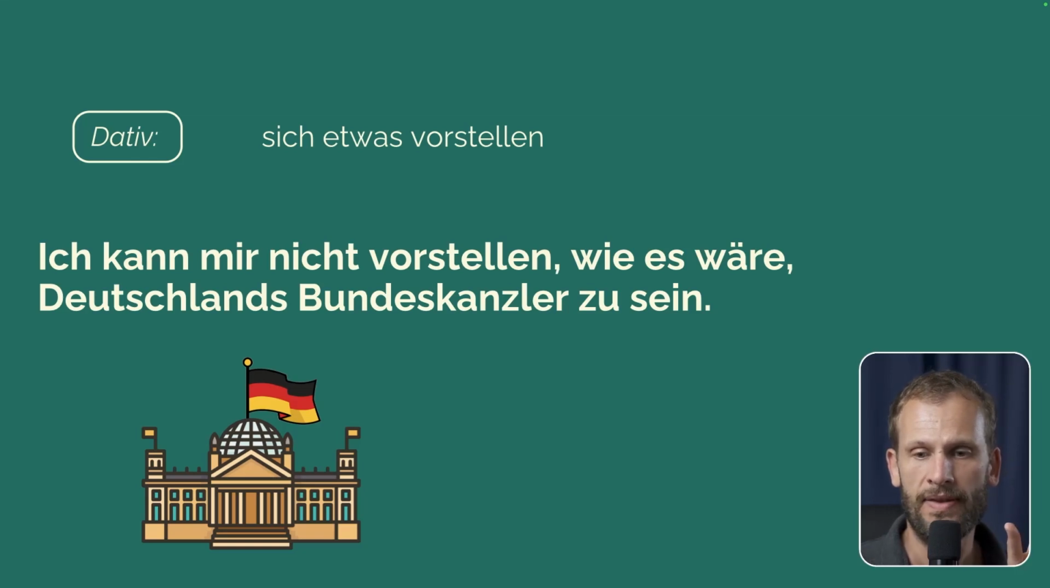In this case, the accusative object is not a single word, but the whole subclause, wie es wäre, Deutschlands Bundeskanzler zu sein. This takes over the function of what usually would be an accusative object. In this case, we also need the reflexive pronoun in the dative case. The last example was a bit advanced, but memorize things like ich wasche mir die Hände. Most typical example here. Ich wasche mir die Hände. Die Hände, accusative, so we cannot have mich, we need dir.